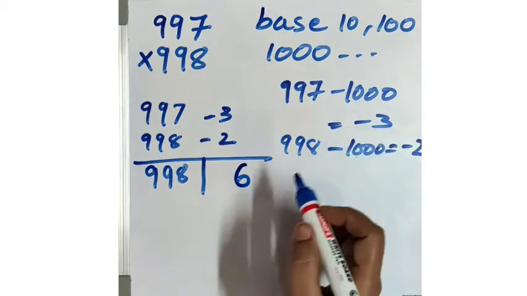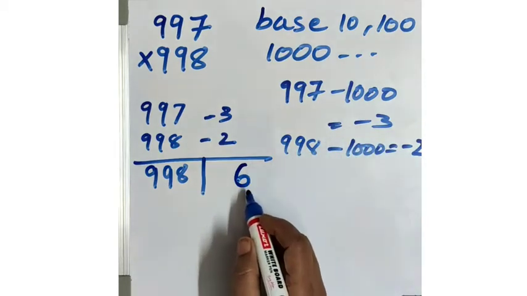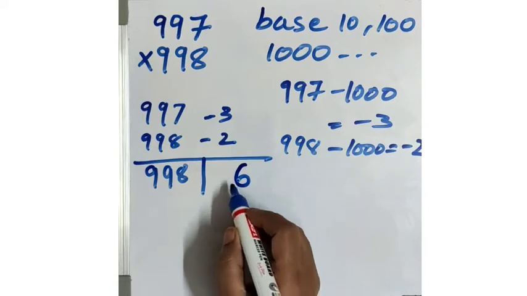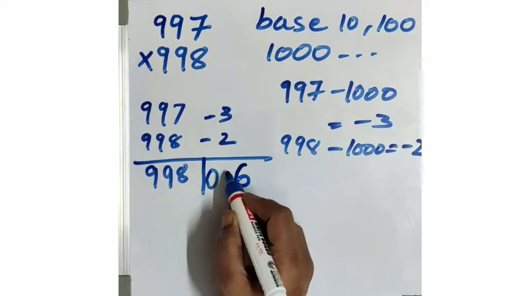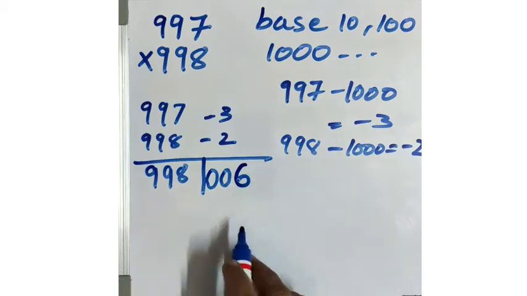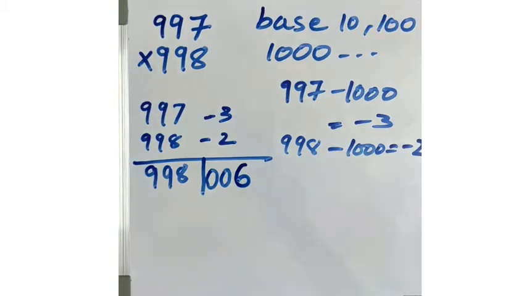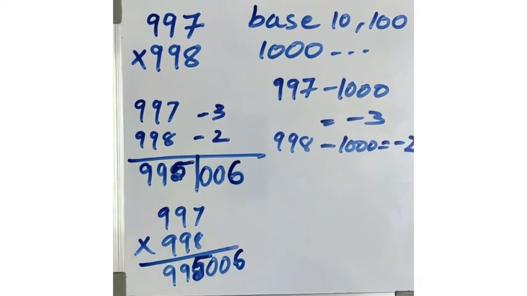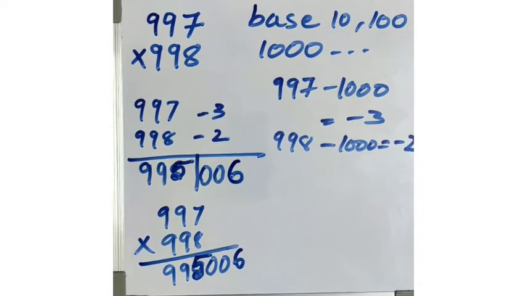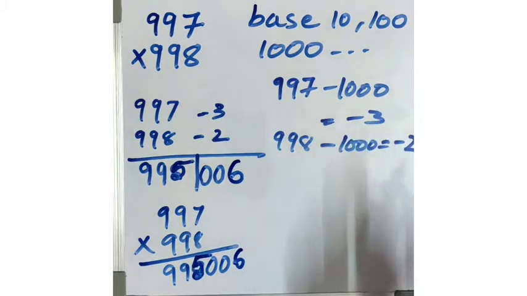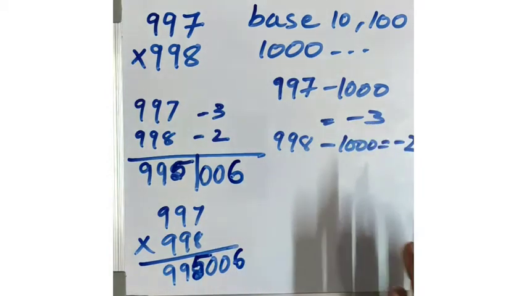So we have to make the digits on the right side equal to 3 digits. Already we have 1 digit, so we have to write 2 more zeros to make it 3 digits. One thing we have to remember is that the number of digits on the right side should be equal to the number of zeros in the base.